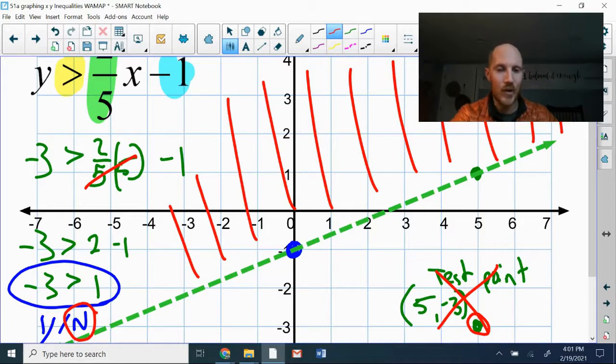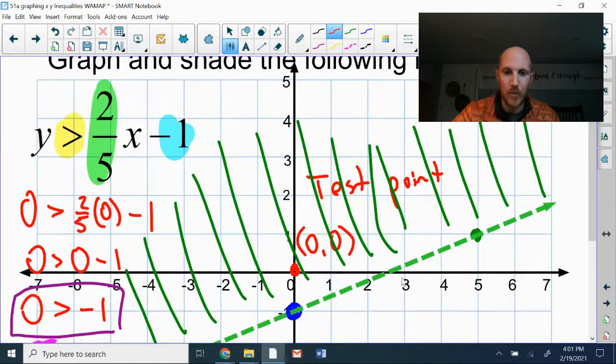Right, so I'm going to end up with the same result no matter what I use as a test point. The way I recognize the place to shade is going to look different. So if the test point is in the wrong spot, then I'm going to get the answer no, it's not a true number sentence. And from that first example, if my test point is in the part that I'm supposed to shade, I will end up with a true number sentence.